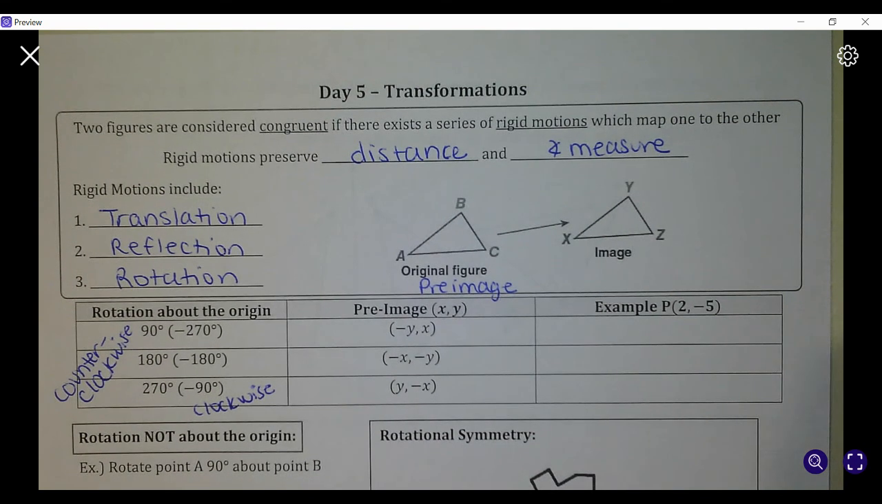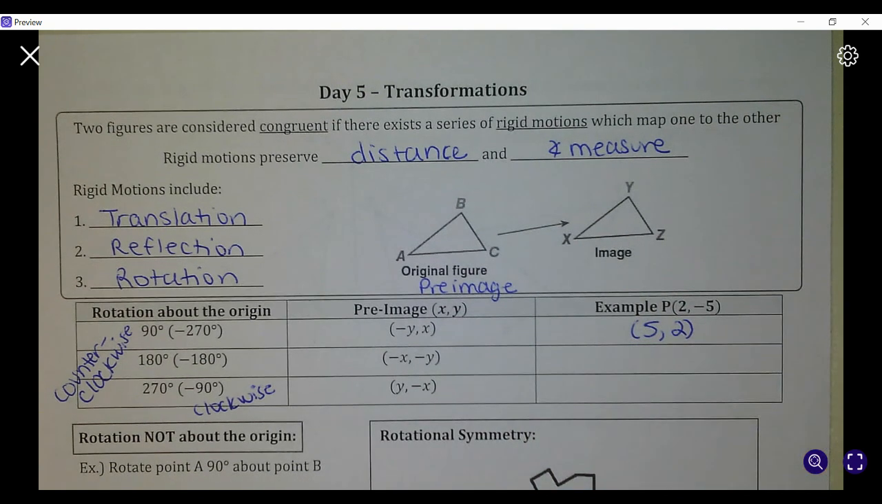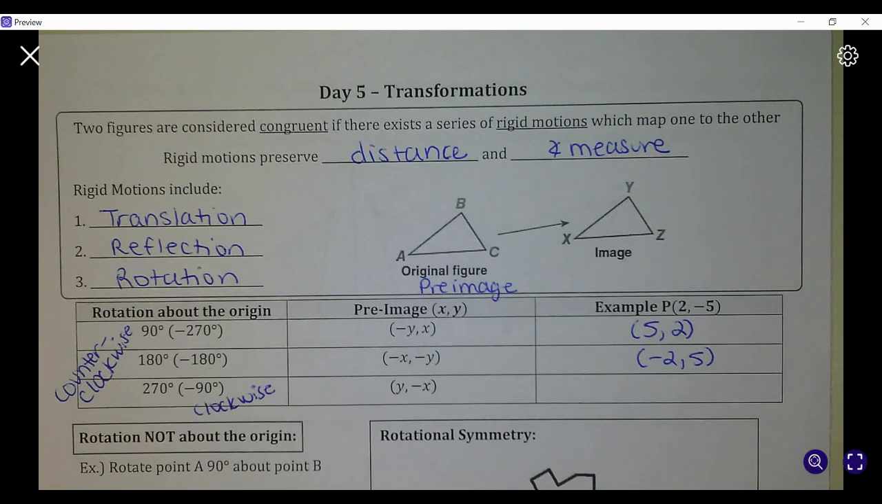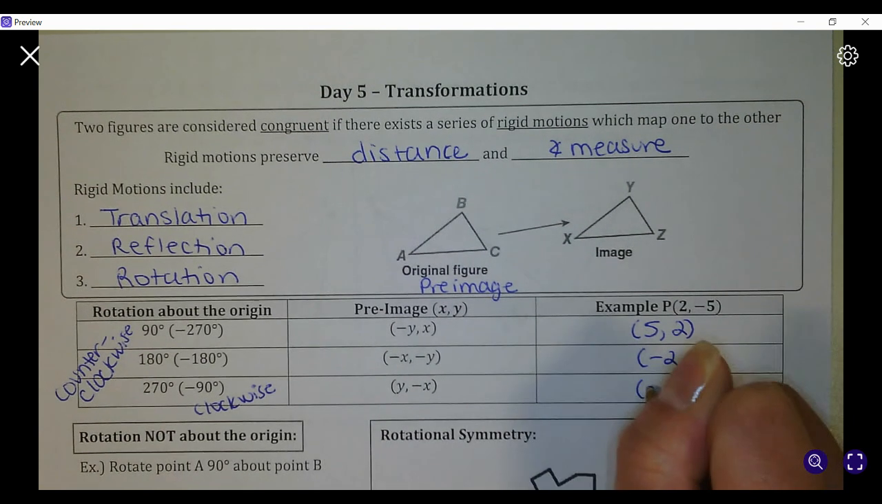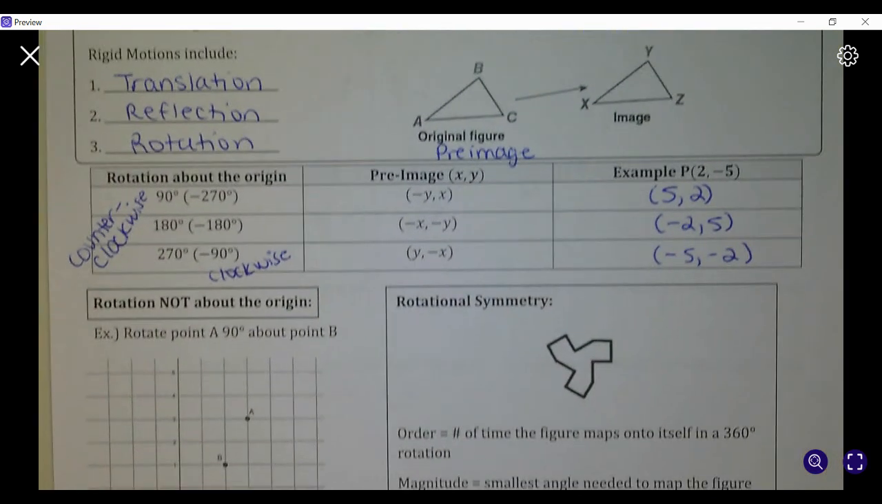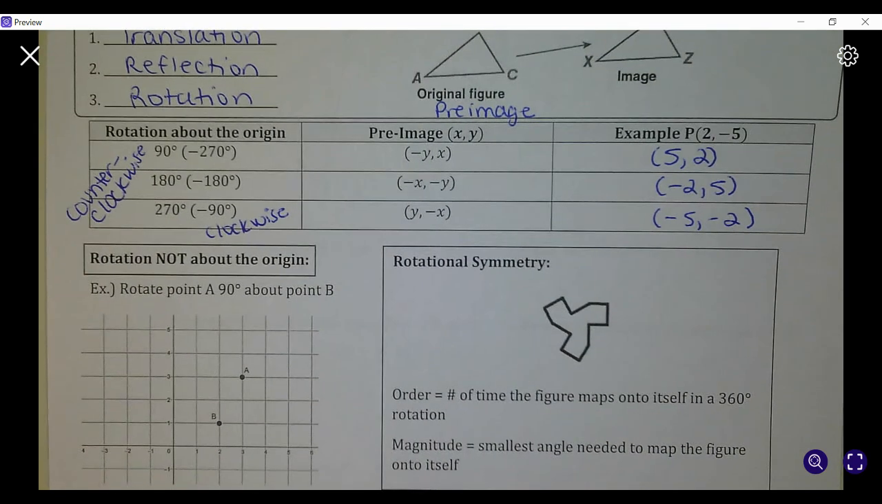For these rotations, for a rotation of 90, you take your coordinate, and (x, y) becomes (negative y, x), so the coordinate (2, 5) becomes the coordinate (negative 5, 2). For a rotation of 180 degrees, you negate them both, so this becomes (negative 2, negative 5). And for a rotation of 270, you flip and negate the original x, so now you get (5, negative 2). When we did rotations, we also talked about rotating not about the origin. Those rules were all about the origin.